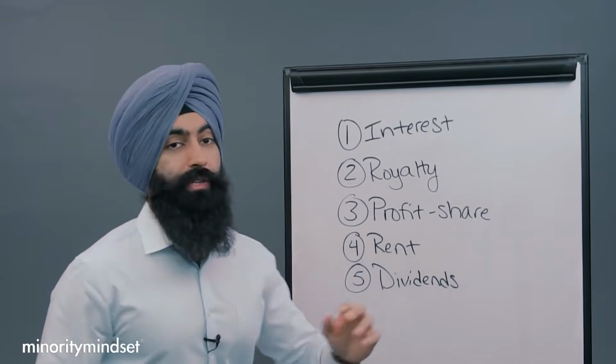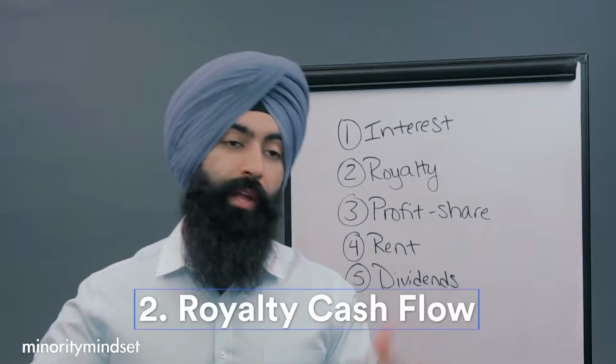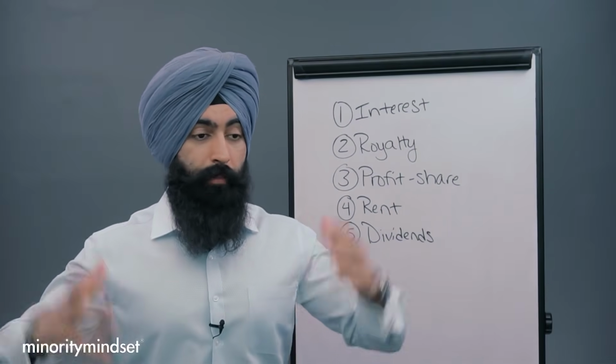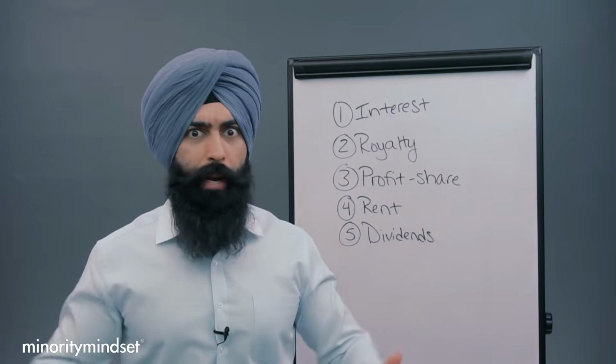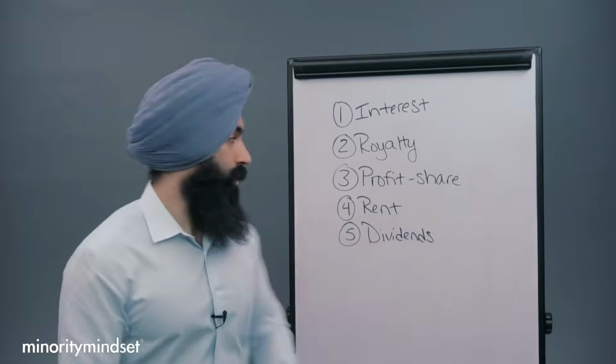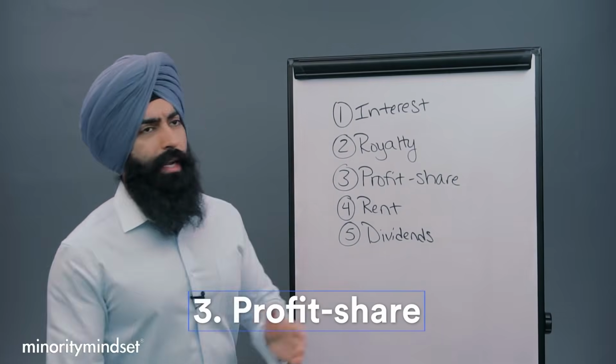Number 2 is royalty cash flow. Royalties are when you go out and you write a book, and now if this book gets published and it is kind of being read by a lot of people, now you're going to get royalties every time somebody buys your book. Profit share is now kind of like Shark Tank.